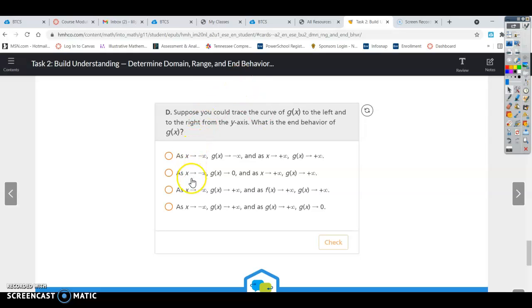All right, so x goes negative as x goes to the left. What does g of x do? All right, g of x approaches 0, so this probably is the answer. As x goes towards positive infinity, g of x also increases without bound or goes to positive infinity.